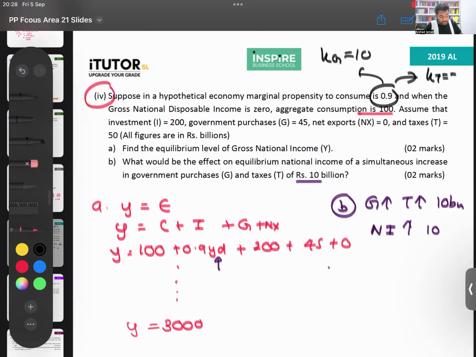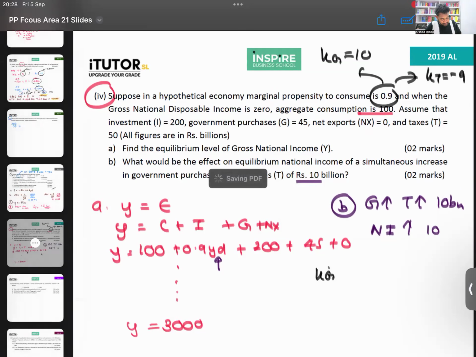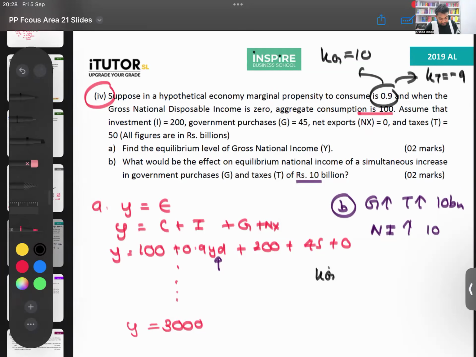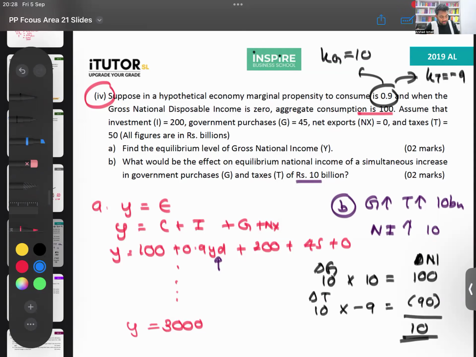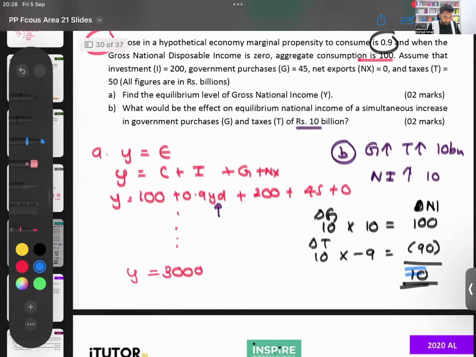So if you increase government spending by 10 billion, it will multiply by 10 times. National income will increase by 100. If you change taxes by 10 billion, multiplier is minus 9, it will reduce national income by 90. So overall, national income will go up by 10. That is how that will happen. Part B, that's the balanced budget multiplier story. Then the next part.